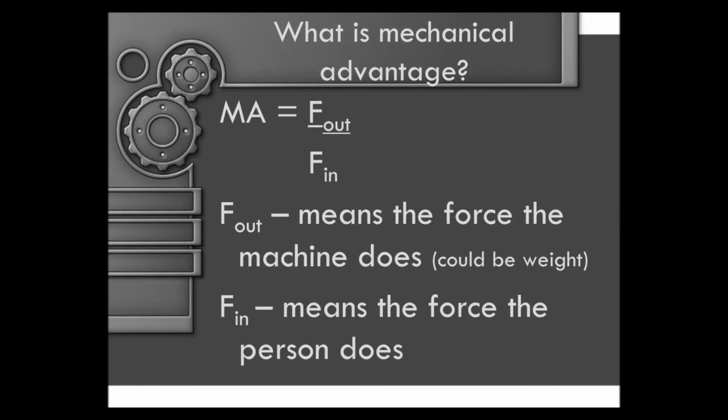Now your F out is going to mean the amount of force that the machine does. And if the machine is lifting something, this could be weight. And the F in is going to be the amount of force the person has to do.